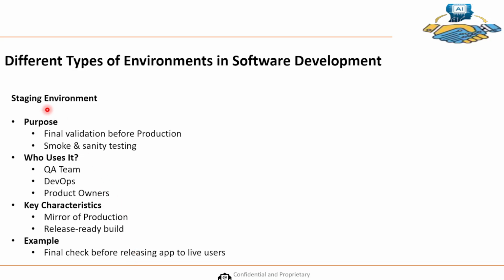Then next is the staging environment. The basic purpose of the staging environment is final validation before we deploy to the production environment. Here we perform smoke and sanity testing. The QA team is using it, the DevOps team is also using it, and along with the QA team, product owners are also using the staging environment. It's a kind of mirror of production, and it's the final check before releasing the application to live users. So this is the staging environment.